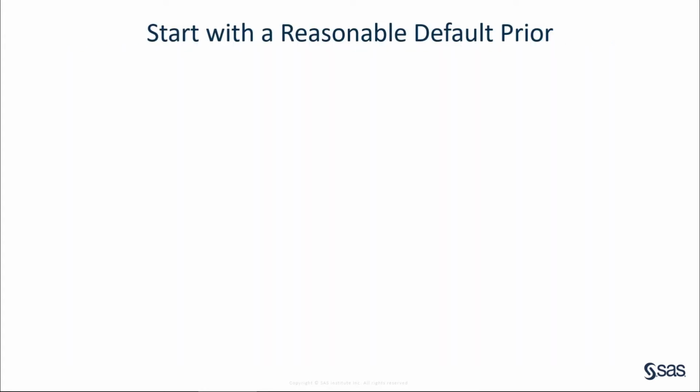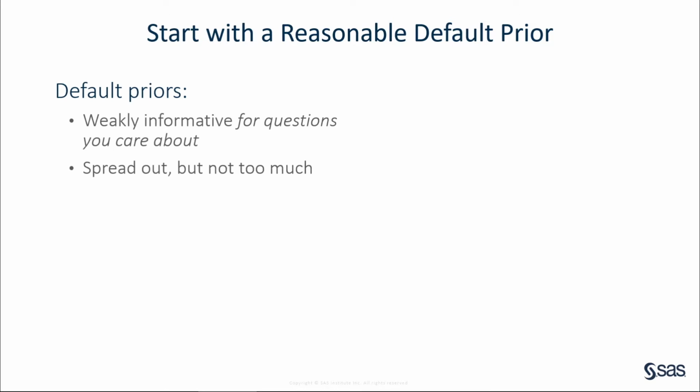The beginning of the prior selection process is a reasonable default prior. The main characteristic of this prior is that it is weakly informative for the questions you care about. No prior can be uninformative or weakly informative for every possible question, so you need to focus on the questions you are trying to answer with the analysis. In practice, a weakly informative prior is spread out, but not too much.